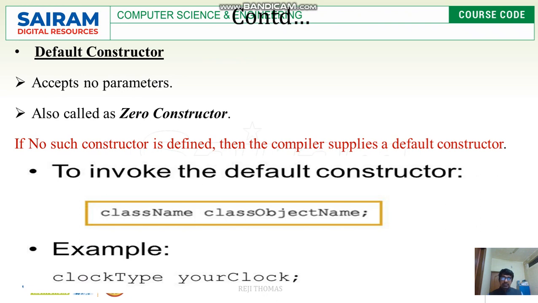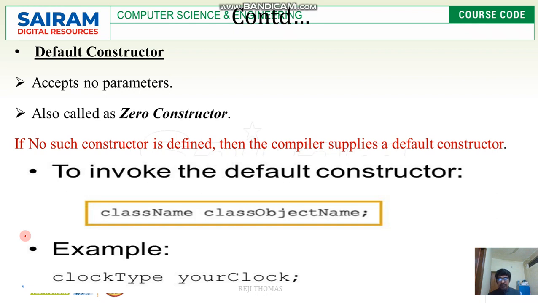Let us see the first one, which is the default constructor. As the name says, it does not take any parameter. Also, this is known as a zero constructor. If no constructor is defined in your program, the compiler is going to supply a default constructor.